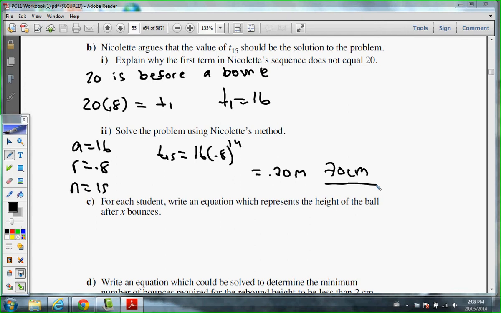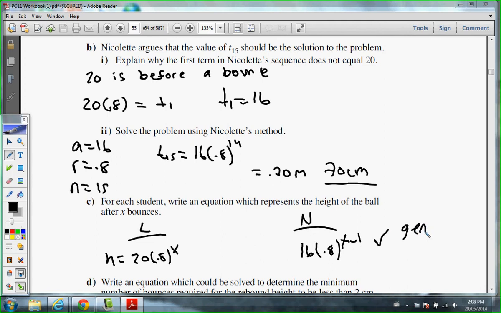For each student, write an equation that represents the height of the ball after x bounces. So we have Lucasito and Nicolette. Lucasito's height is 20 times 0.8 to the x, because it was to the 15th. So he's actually using just the x. And Nicolette was 16 times 0.8 to the x minus 1, which is more in line with our general form. I probably prefer Nicolette's because I think there's not much confusion.